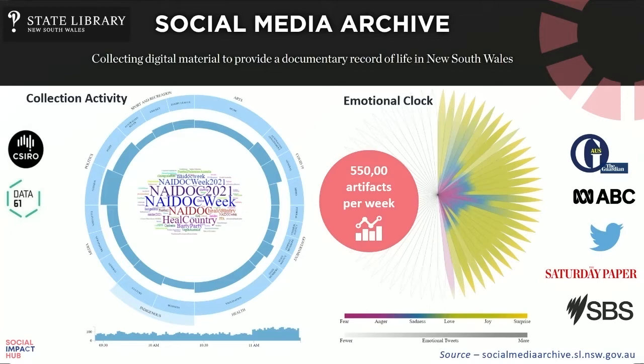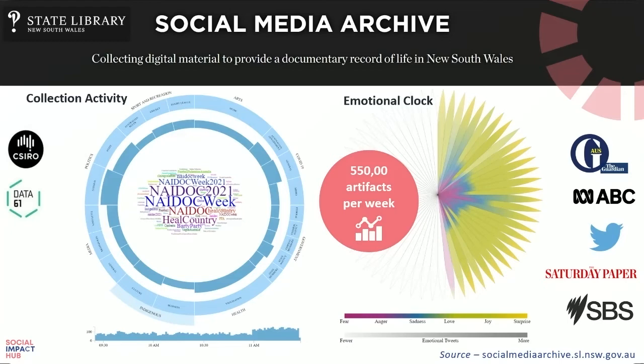Now, what this social media archive does is it ingests artifacts and tweets and pieces of information from the general networks. About 550,000 artifacts a week are ingested, and it's mapped against a series of word matrix, I suppose, in order to determine an emotional clock for New South Wales.